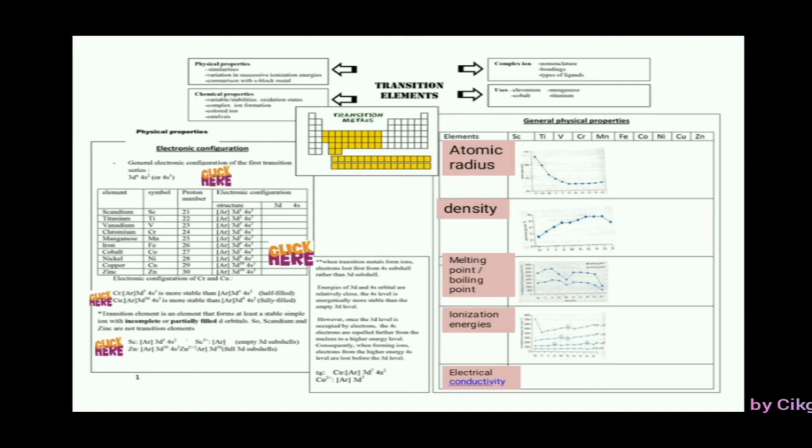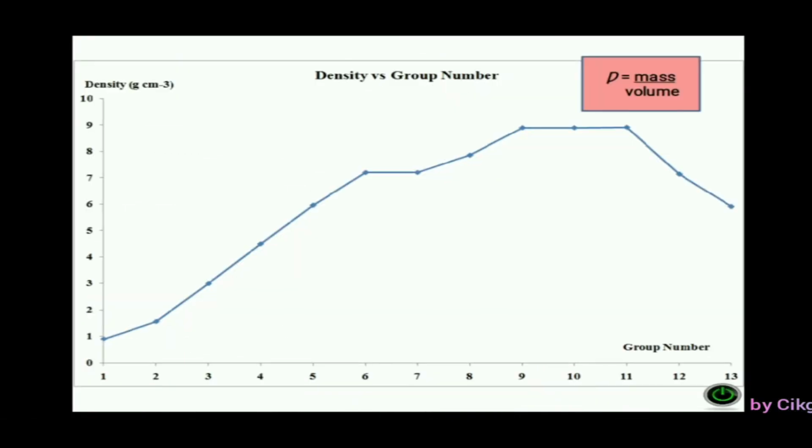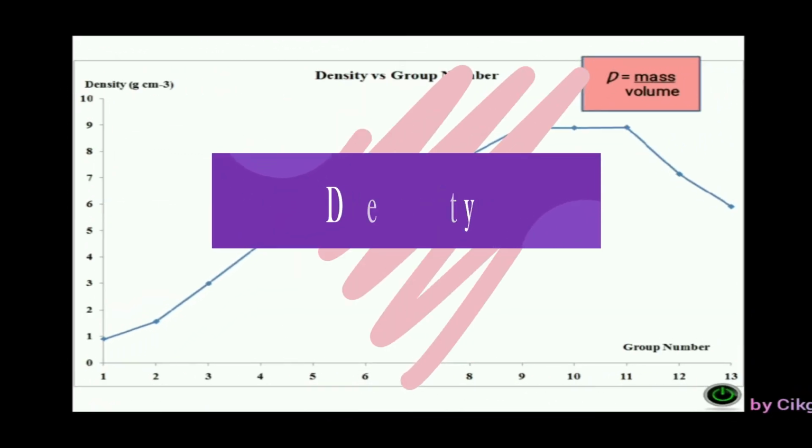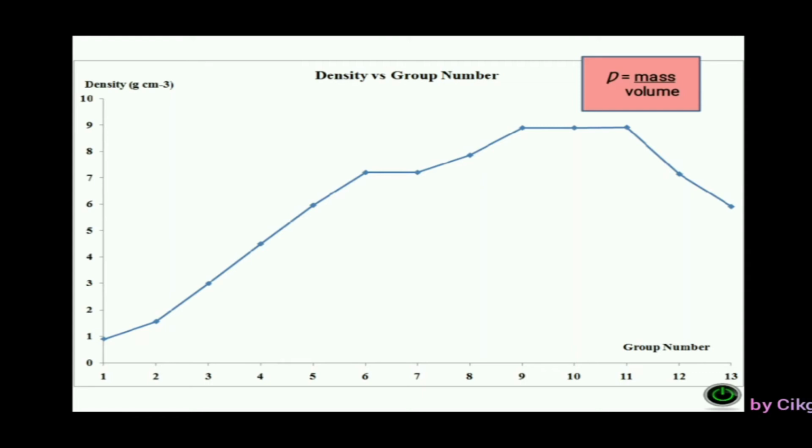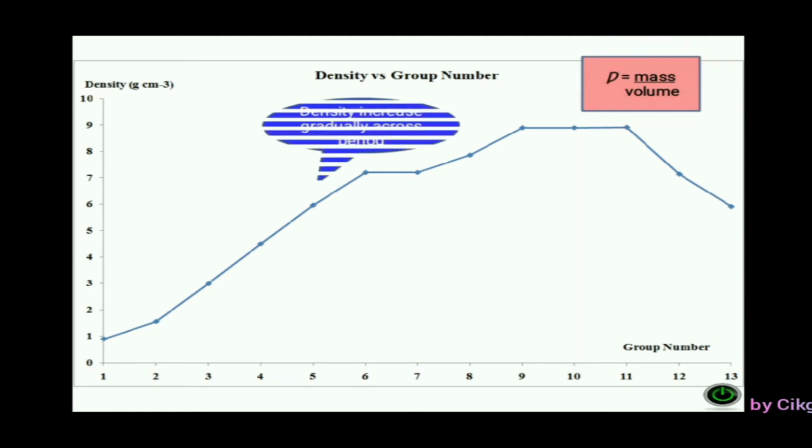Now the second physical property is density. Let's see the density. Here is the graph of density. You can see that the graph is increasing, almost all the way, except for here. What is density? Density is mass over volume. The density increases gradually across the period.